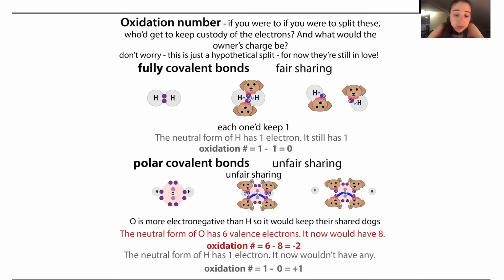We don't actually have to be taking entire electrons, and we're not actually splitting these molecules up. We're just saying, if we were to split them up, who would the electrons go with? If you are bonded to something more electronegative than you, you're going to be losing electrons in that split. But if you're more electronegative than the thing you're bound to, you get to keep electrons in the split.